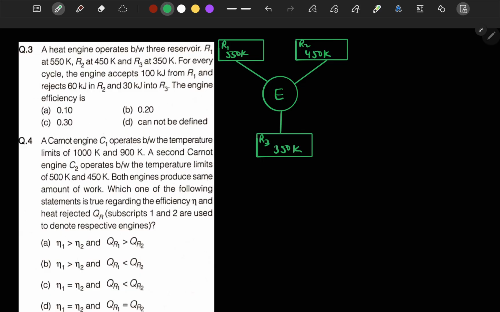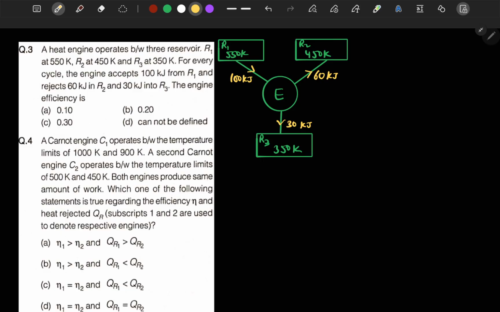Now for every cycle the engine accepts heat of 100 kilojoule from R1. So it is mentioned that this heat is transferred to the engine at 100 kilojoule, and rejects 60 kilojoule to R2 and also rejects 30 kilojoule to R3. So the value is 30.